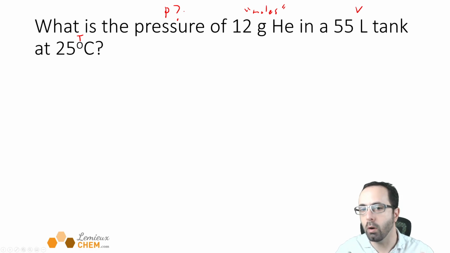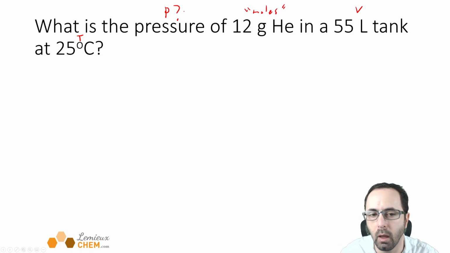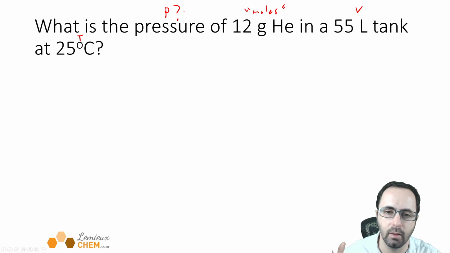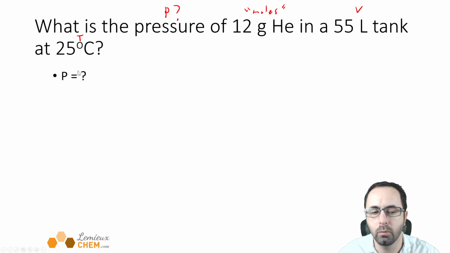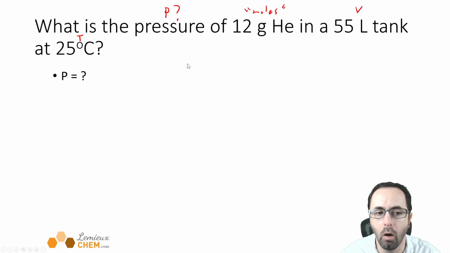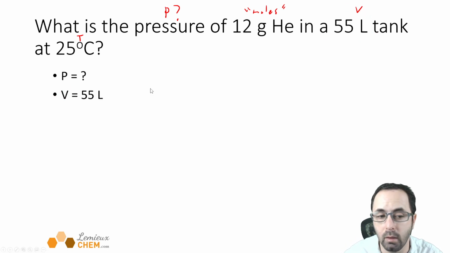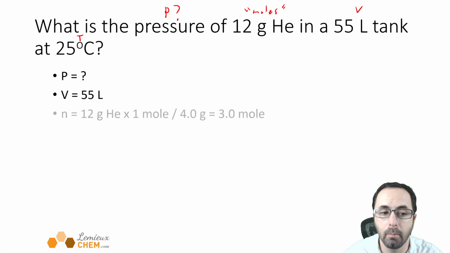There's no before and after here. Okay, there's just one situation. So that's how we know we're going to use the ideal gas law and not the combined gas law. So pressure, we don't know it. We want to get it. Our volume is 55 liters, and we don't need to convert it because liters is the right unit.